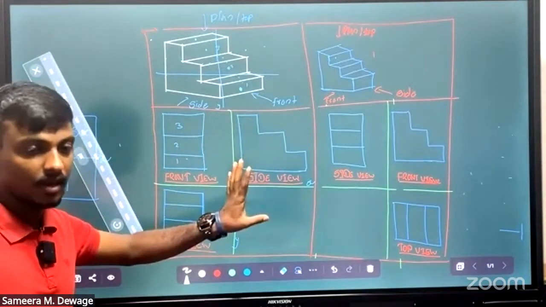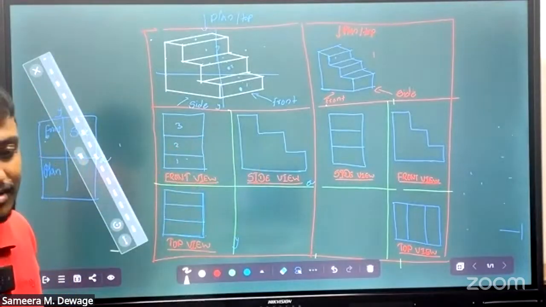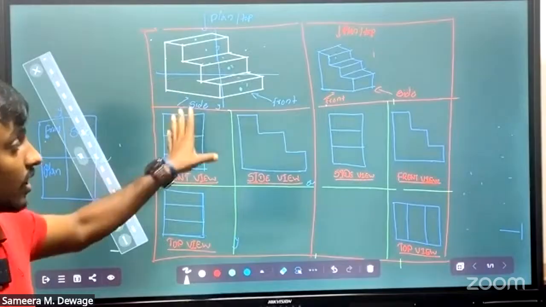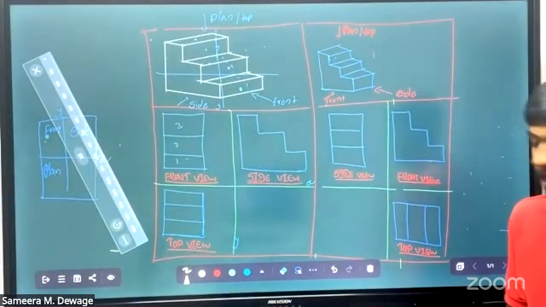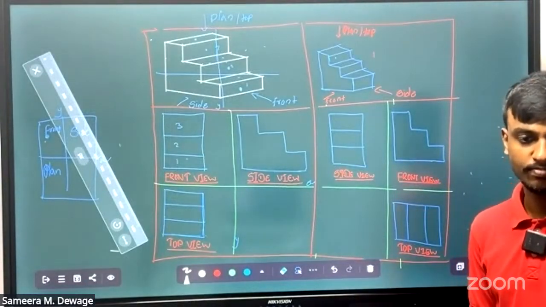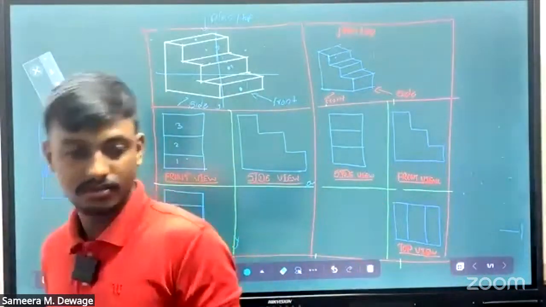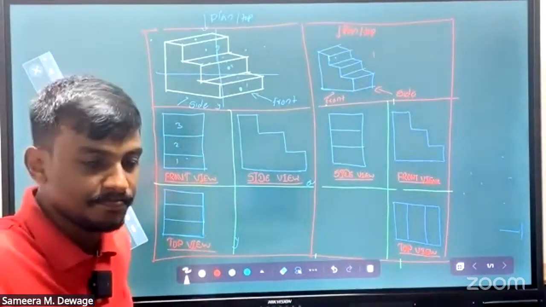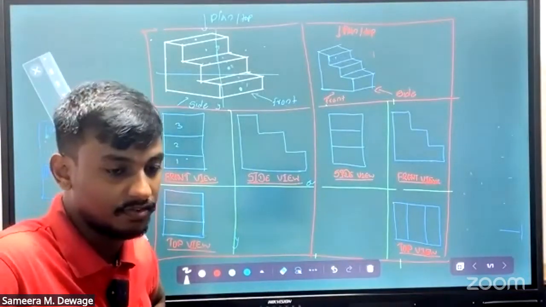You don't need to care about these things. First, you need to understand the concept. So then we can correct other things. Right, please copy this and raise your hand after finish.